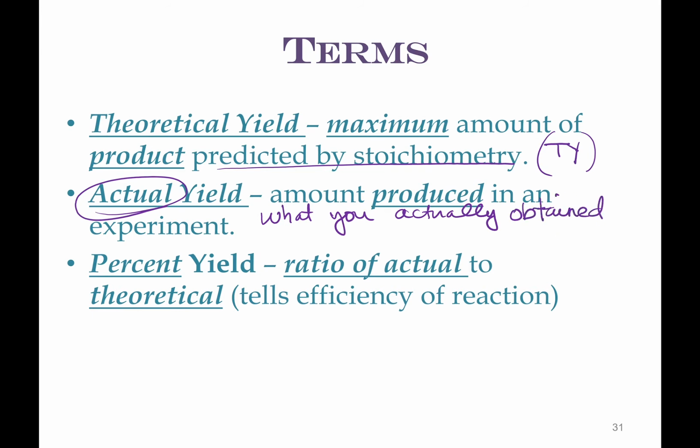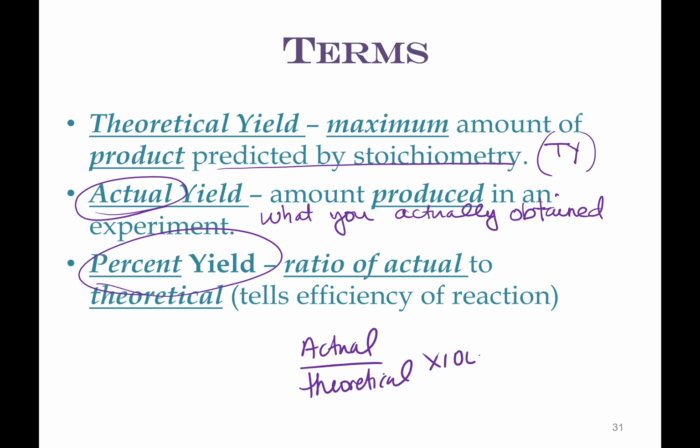So percent yield is the ratio: you take actual over theoretical times 100. Guess what, folks? You've been doing this for years. You do this every time you take a test.